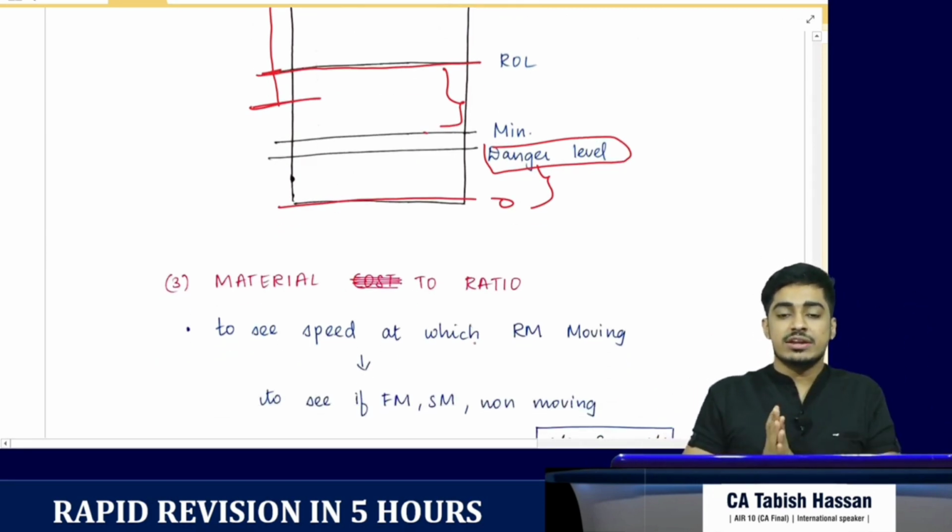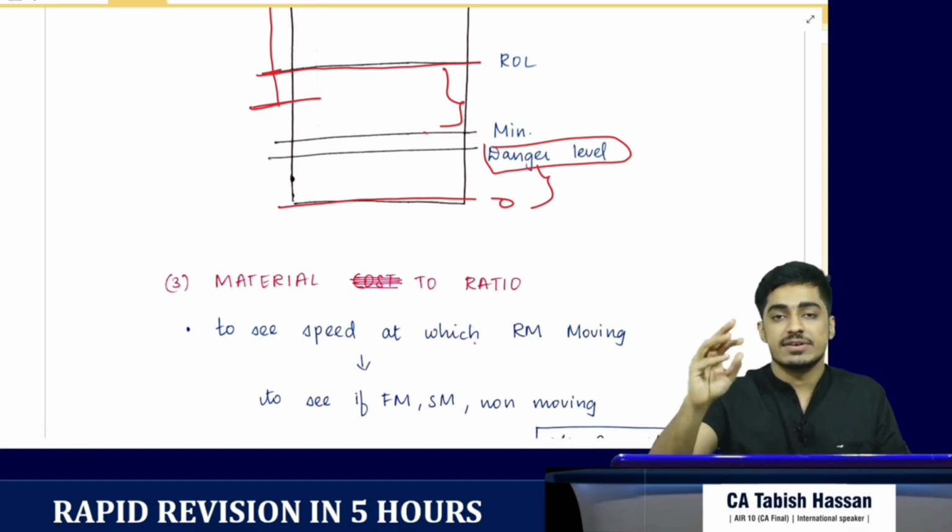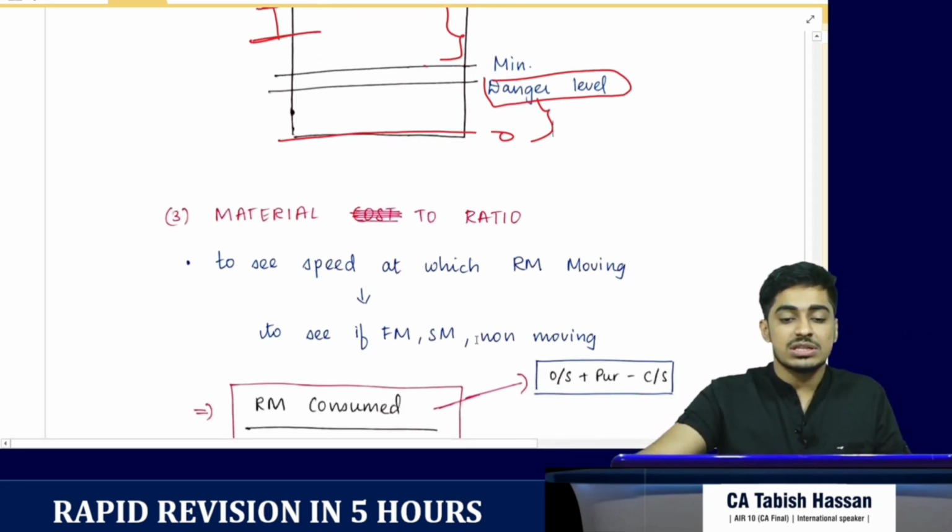So we discussed EOQ and related concept. We also discussed the various inventory levels. In the inventory levels, we've discussed the reorder level, we've discussed the minimum level, maximum level, average level, and danger level. Now let's go to the third concept, material turnover ratio.